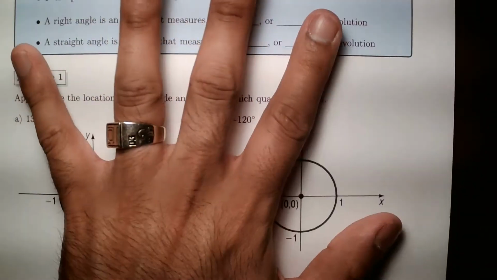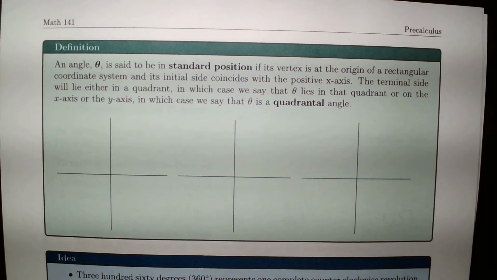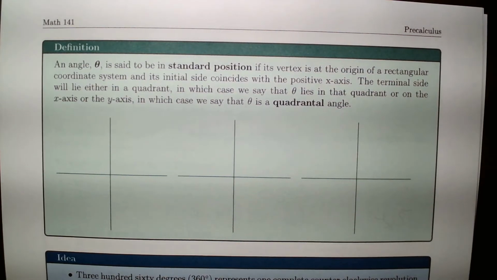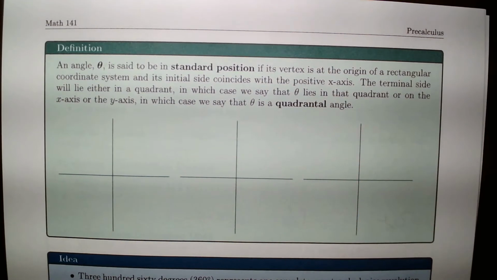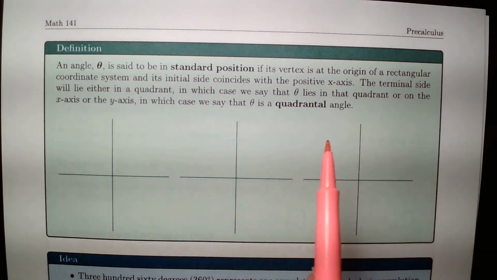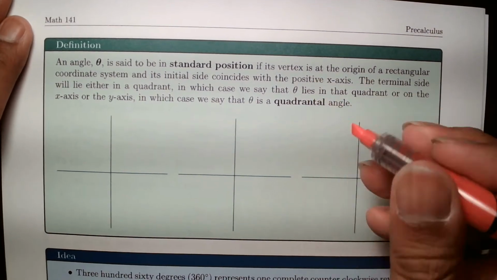An angle is said to be in standard position if its vertex is at the origin of a rectangular coordinate system and its initial side coincides with the positive x-axis. The terminal side will lie in either a quadrant, in which case we say that theta lies in that quadrant, or on the x-axis or the y-axis. Okay, this is very, very important.